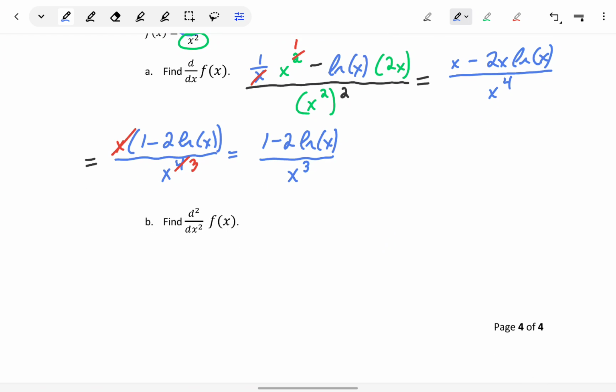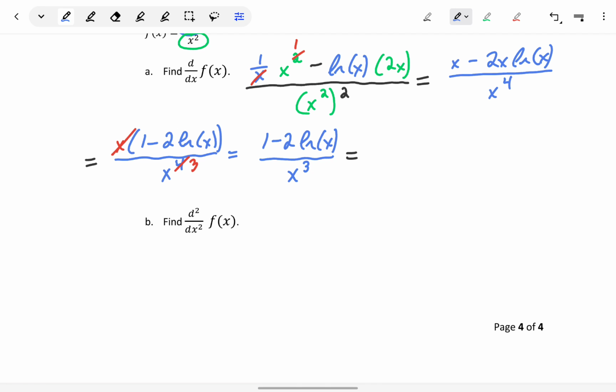In part B, we want to find the second derivative, meaning the derivative of the first derivative. This would be another application of the quotient rule. And personally, I'm not a big fan of the quotient rule. If I can use other strategies, I like to do that. So actually, we're going to go back to our result in part A and use some properties of algebra to rewrite this in a different format.